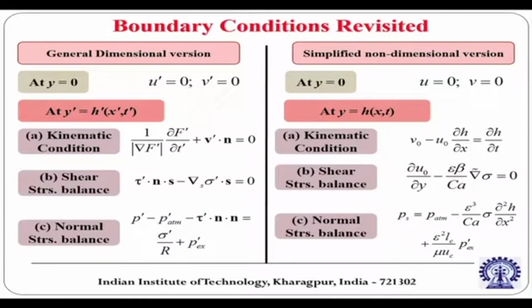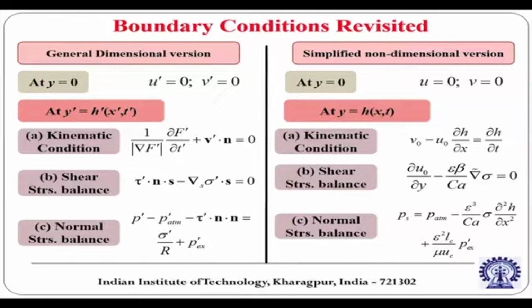So P minus, so PS, look at the equation number C in the right column. PS is equal to P atmosphere minus epsilon cube by capillary number into something plus the disjoining pressure contribution. So first assumption is we are neglecting the disjoining pressure contribution for this particular problem. In many research problems it is very important, but if you know how to do the algebra you can do it with the disjoining pressure term also. That is just a mathematical exercise, and I am trying to demonstrate the mathematical exercise.